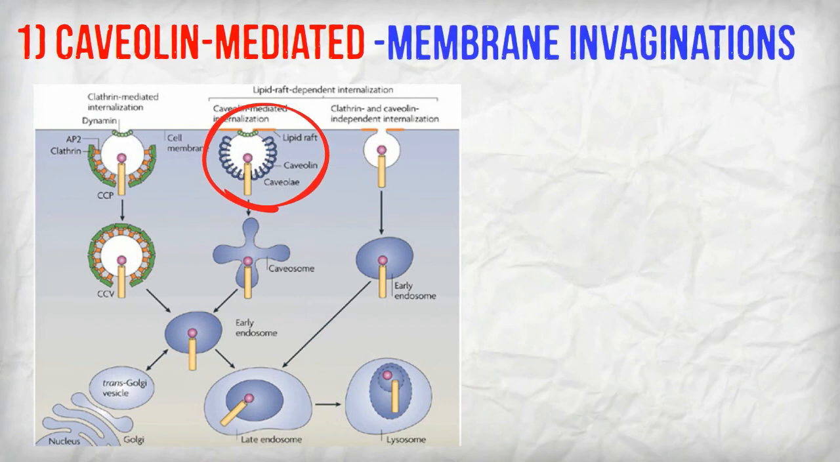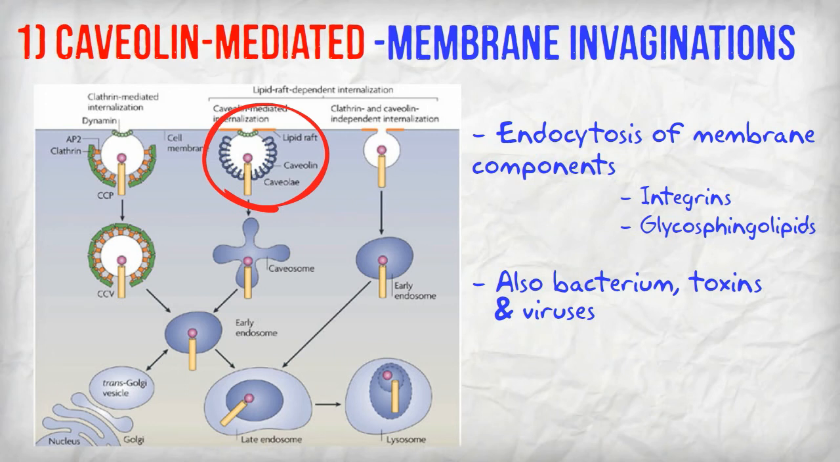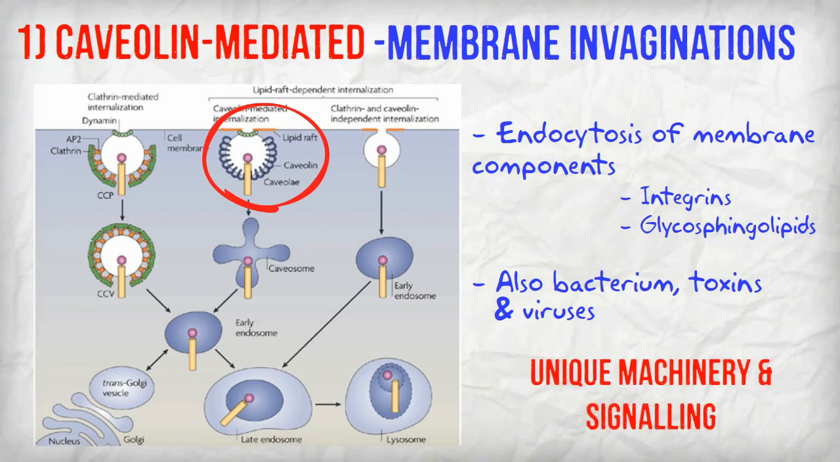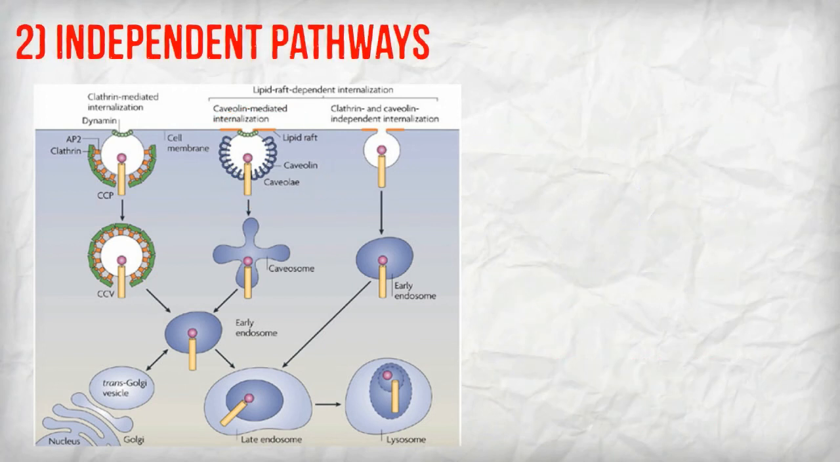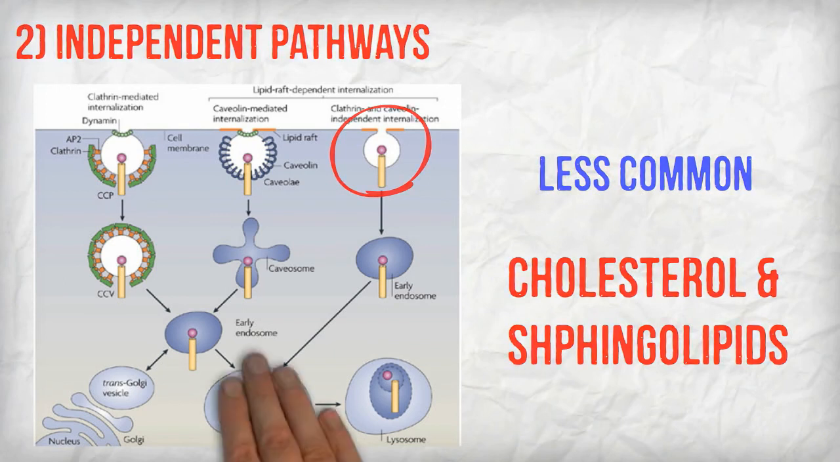The first is caveolin-mediated. Caveoli are invaginations of the cell membrane that have been implicated in endocytosis of membrane components such as integrins and glycosphingolipids, as well as bacteria, bacterial toxins and viruses. This endocytic pathway requires unique signalling and structural machinery, indicating that it has a distinct mechanism from other forms of clathrin-independent endocytosis. There are also several pathways independent of clathrin and caveolin that are much less common, often using cholesterol and glycosphingolipid-enriched membrane domains to influence internalisation.